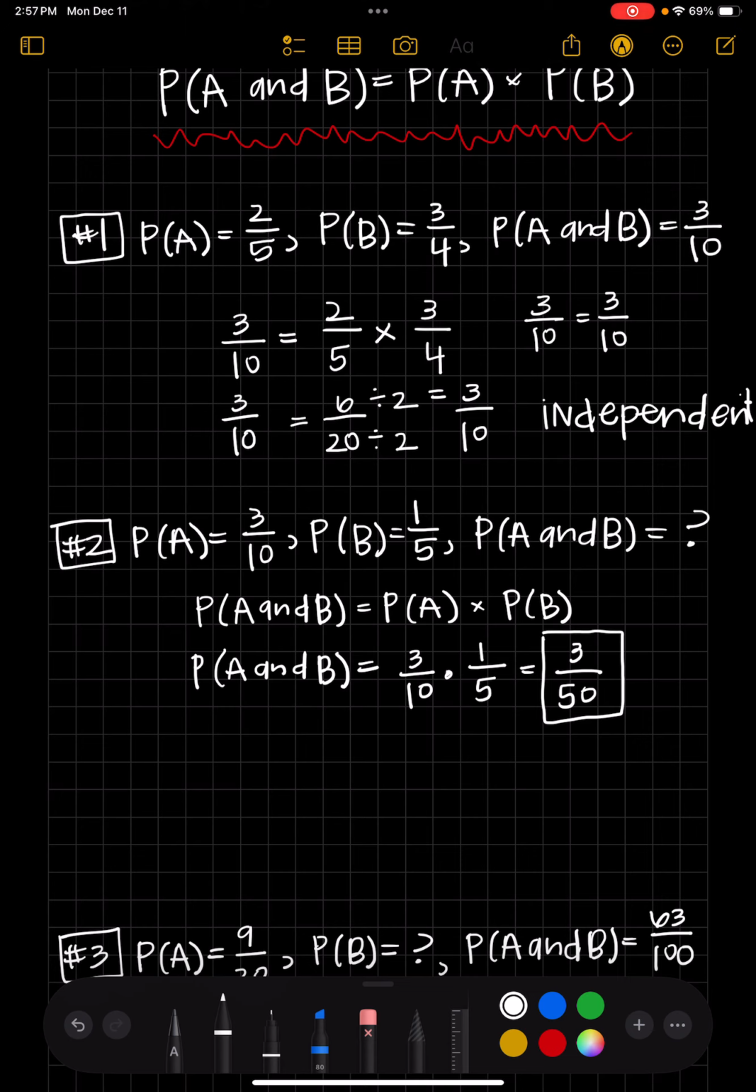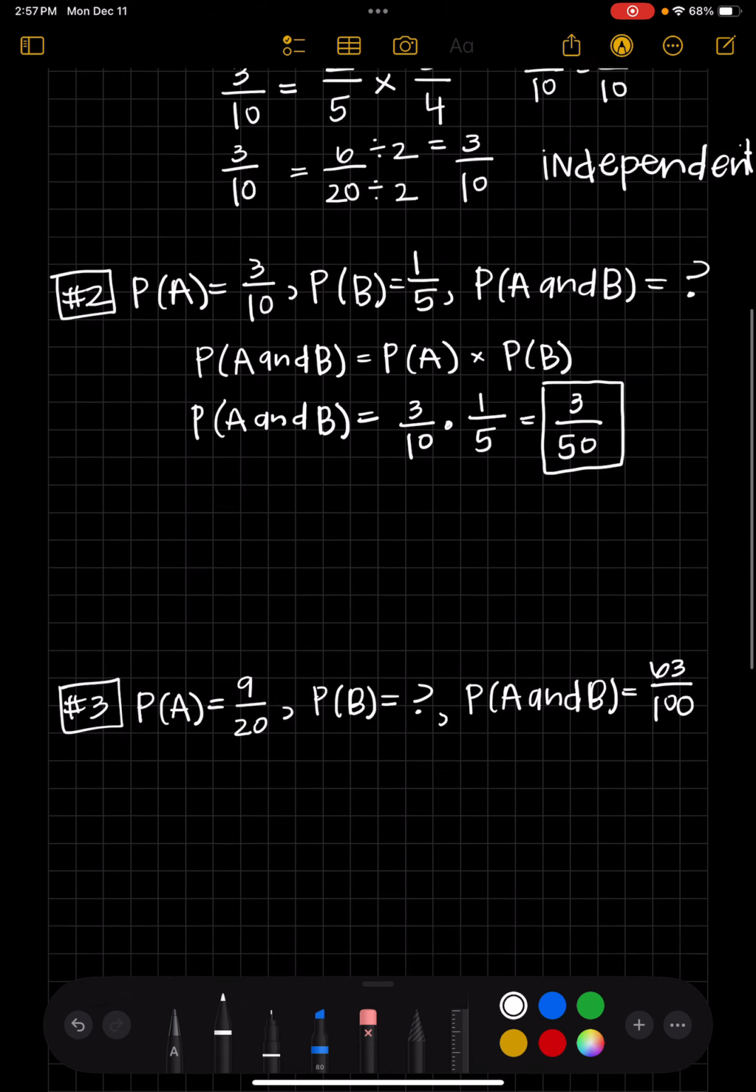And I can just use that formula right off the bat because they told me that the events were independent. If they didn't tell us that the events were independent, we wouldn't be able to just use the equation right off the bat. But on these examples, we already know that they're independent, so we can use this equation.